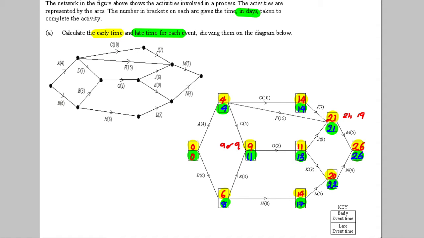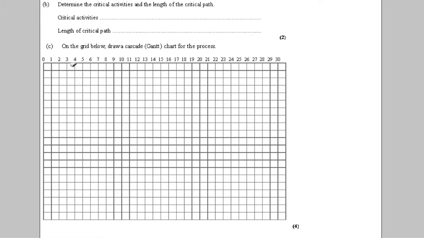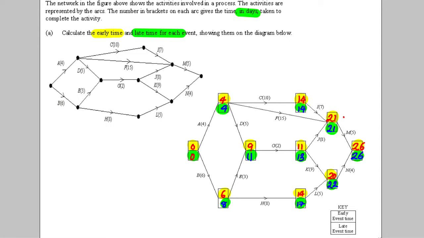Okay, so that is our, I'm going to rub these out, how I worked out the options. So that is our forward and backwards pass. And they're all our early and late event times. Okay, so now going on to the next part, it says determine the critical activities and the length of the critical path. Okay, the critical activities have a float of 0.